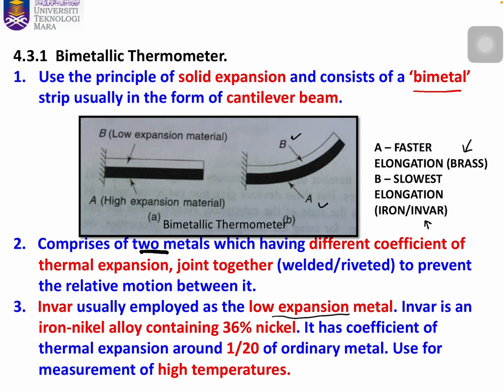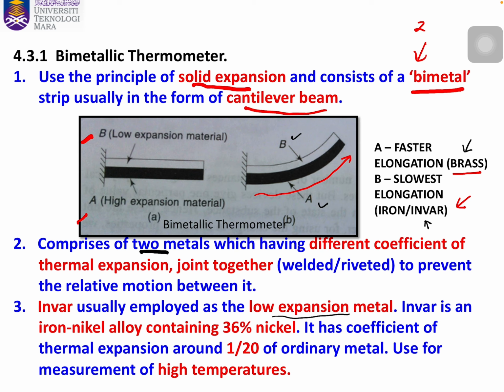Next, let's look at the bimetallic thermometer. So what is a bimetallic thermometer? A bimetallic thermometer is a thermometer that uses the principle of solid expansion and consists of a bimetal strip, usually in the form of a cantilever beam. Bimetal means two, so the thermometer has two metals. As you can see from the figure, we have material A and B, where A is high expansion material and B is low expansion material. So A expands more. A has faster elongation, for example brass, and B has the slowest elongation, for example iron or invar.